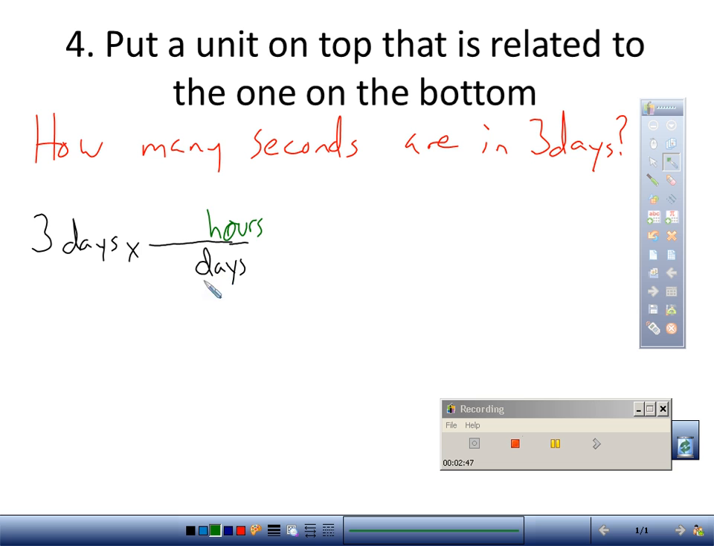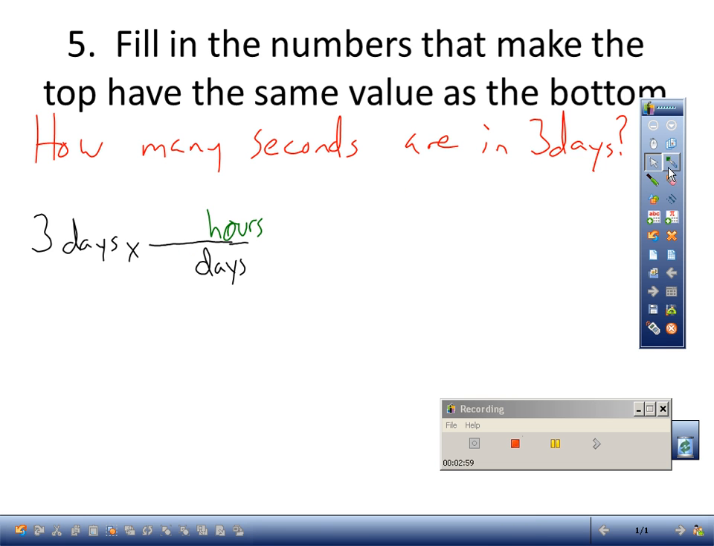Now that I know where I'm going from, converting from days, and I'm converting to hours, now I can fill in the numbers here that make sense. And step number 5 says that. Fill in the numbers that make the top have the same values as the bottom. So I know there's 24 hours in a day. So the same value, meaning that 24 hours, one day, these two things are equal to each other. This fraction, a conversion factor, always has to equal 1. The top and the bottom have to be equivalent. 24 hours, one day, those two things are synonymous. They're interchangeable.